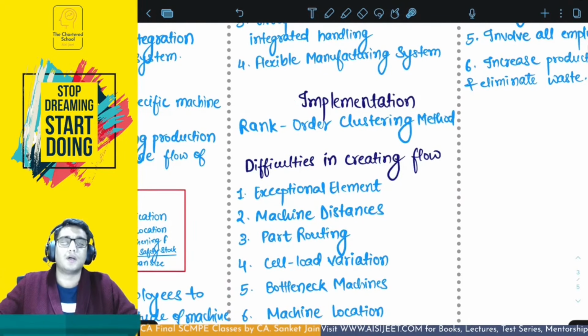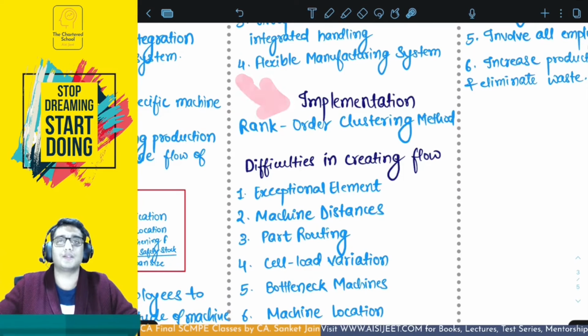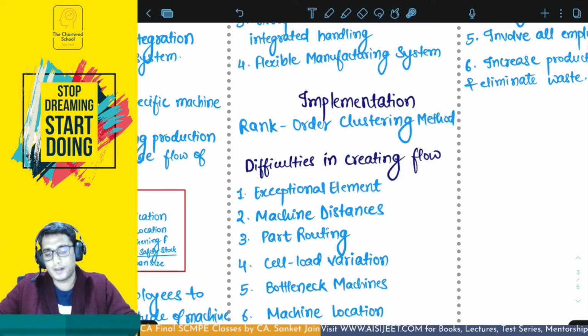Now, if you want to implement cellular manufacturing, how to arrange the cells or how to arrange machines in cells is something that is going to be a little tricky to understand, and therefore we have one model called rank order clustering method as a part of our syllabus. Rank order clustering method is used to find out part families and then machine families accordingly, so that we can arrange them into a cell-like structure.